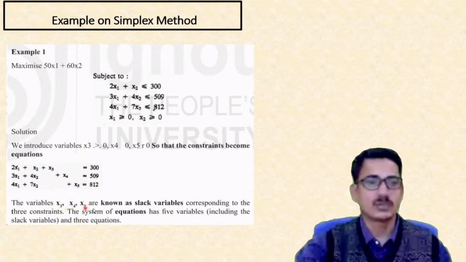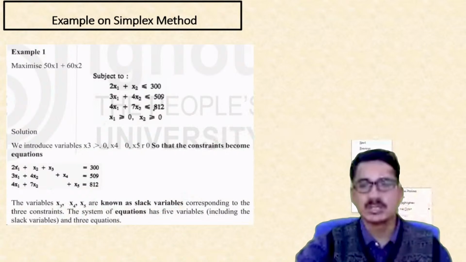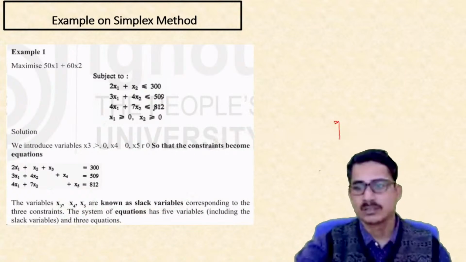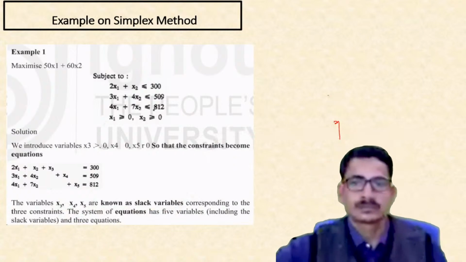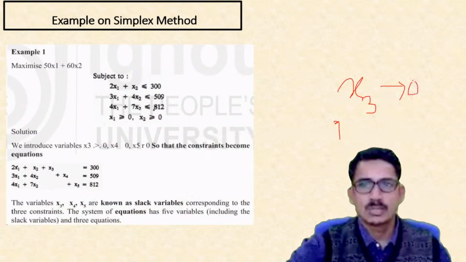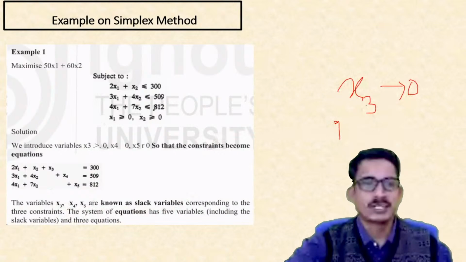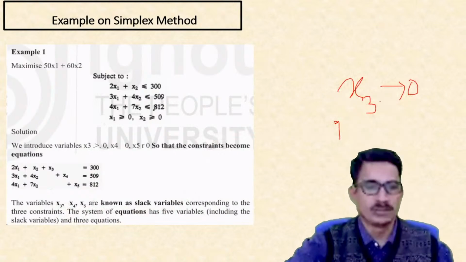Remember, x3, x4, x5 are slack variables. Slack variable values always approach 0. Approaches 0 means you can write it this way: x3 tends to 0, similarly x4 tends to 0, x5 tends to 0. I mean, it is a small positive number. You cannot say it is exactly 0, but nearby zero.